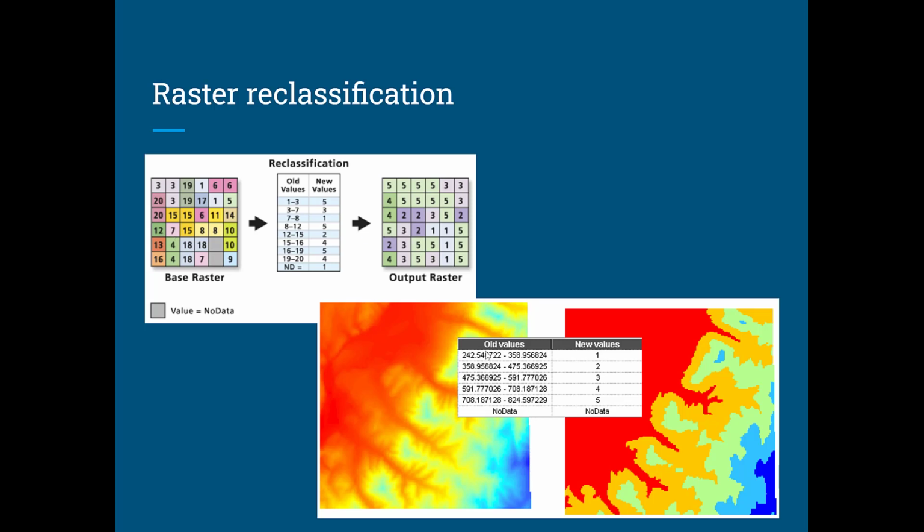This is another example, for example this elevation. Lower elevation from this number to this number, I'm going to give a new value, number 1, and then number 2, number 5, number 3, and so on. So at the end of the day, all the pixels in this raster data layer will only have 5 values because you have reclassified it.